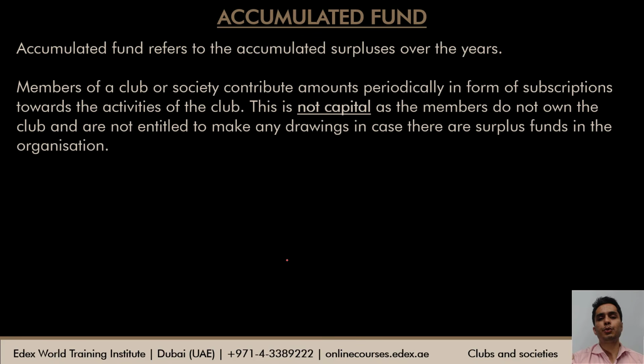In a business organization, you would have owners contributing in form of capital, and they are entitled to the profits made by the organization. They are entitled to withdrawing amounts for personal use periodically as and when they want. But in a non-profit organization, members contribute in form of subscriptions and they receive services from the club. But apart from that, members are not entitled to any share in the surplus, or they cannot withdraw any amount for personal use from the club. So that's the difference between accumulated fund and capital.